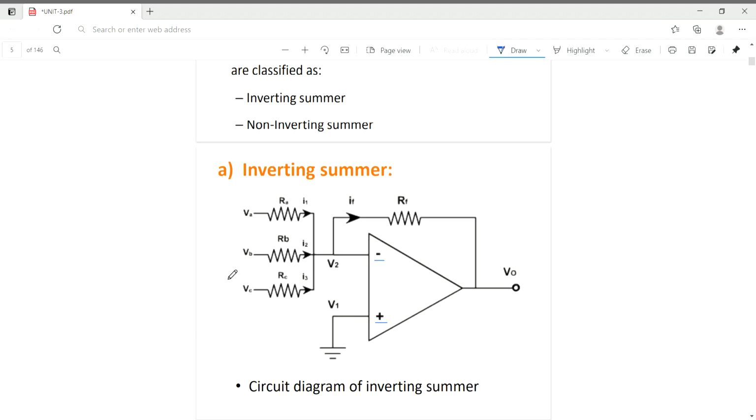So this is a circuit diagram. We give three inputs, VA, VB, and VC, and we have three resistances for them as well, RA, RB, and RC, and the current through them is given as I1, I2, and I3. The voltage at the inverting terminal is given as V2, and at the non-inverting terminal the voltage is given as V1. And we have RF, which is the feedback resistance, connected from the output to the inverting input.